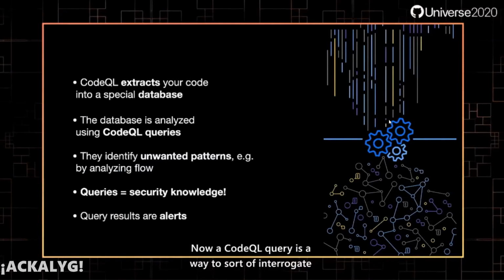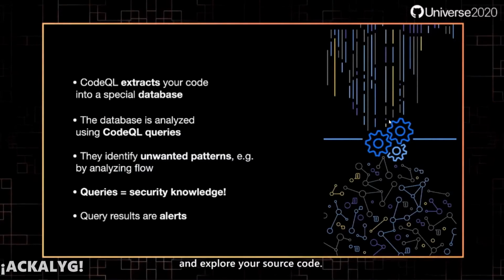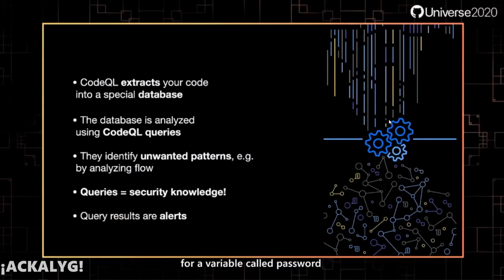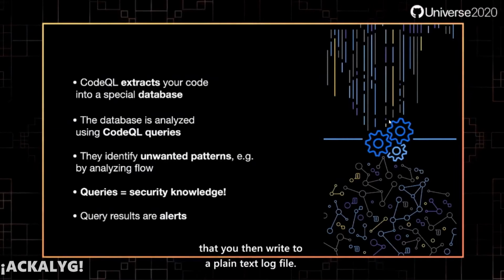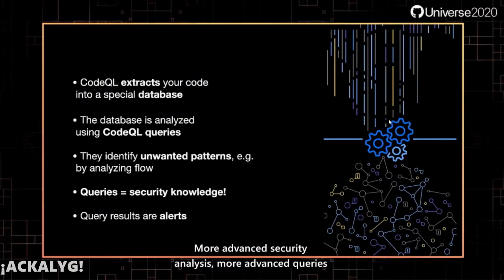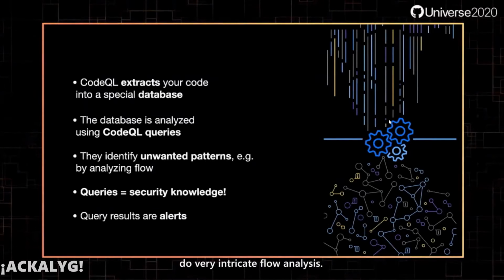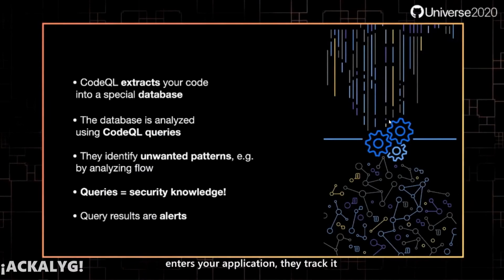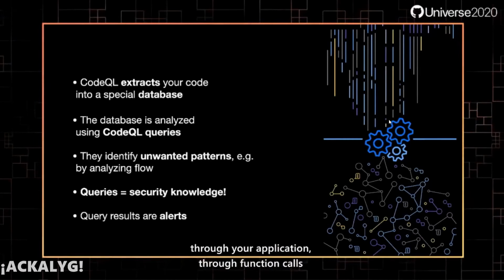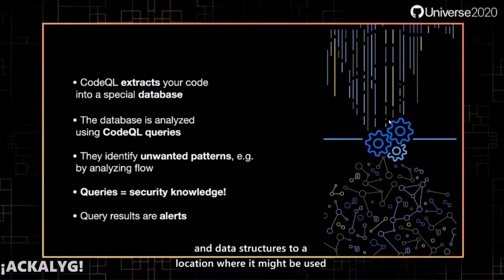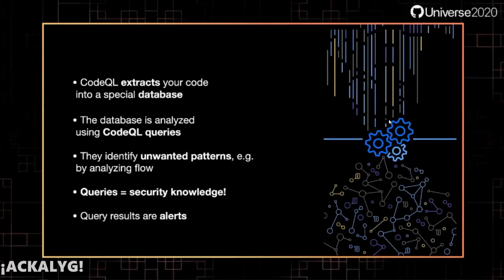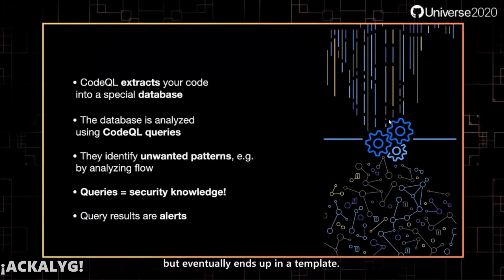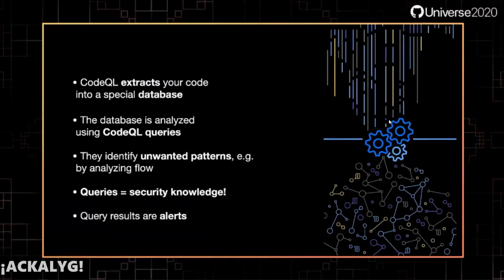A CodeQL query is a way to interrogate and explore your source code. A very simple query might, for example, look for a variable called password that you then write to a plain text log file. More advanced queries do very intricate flow analysis. They track where user-controlled data enters your application, through function calls and data structures, to a location where it might be used in an unsafe way. The SSTI analysis does exactly that. It tracks untrusted user data that eventually ends up in a template.